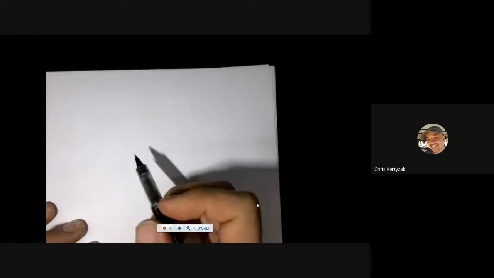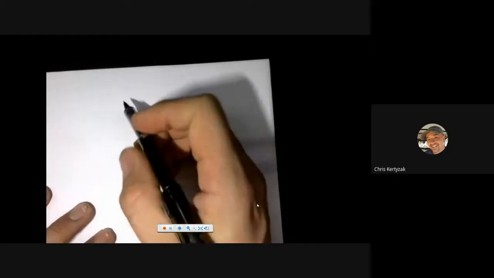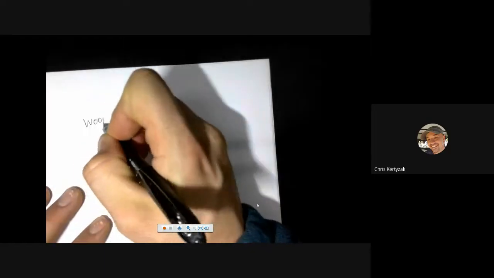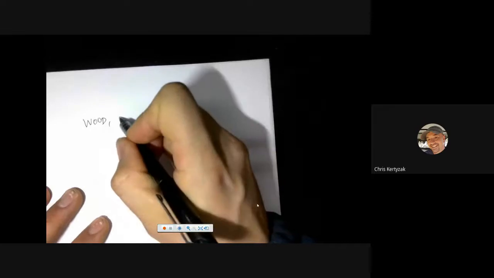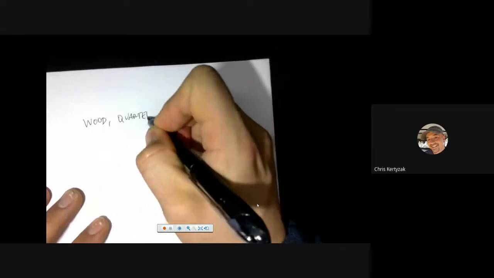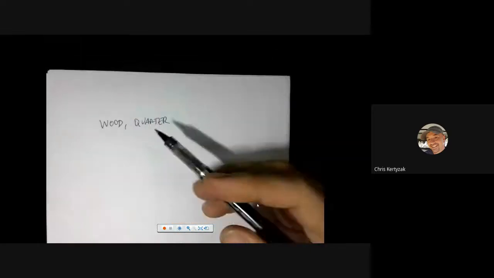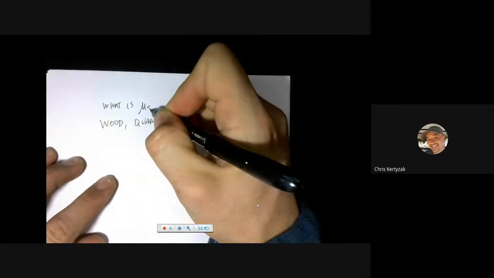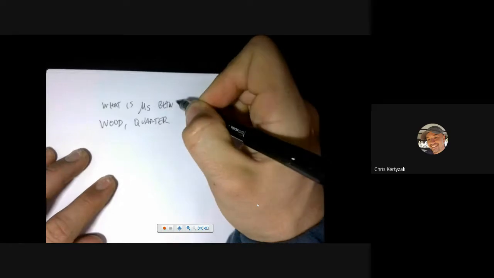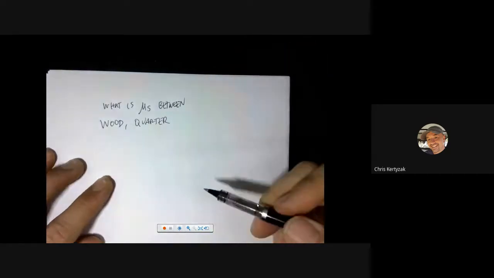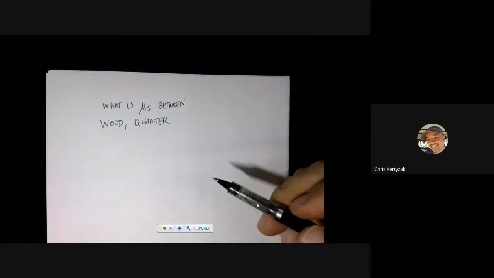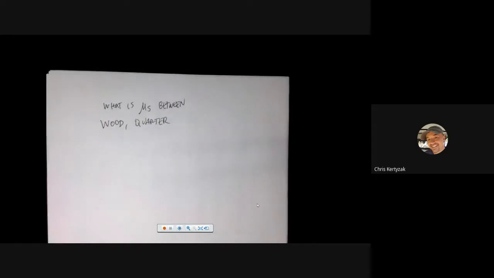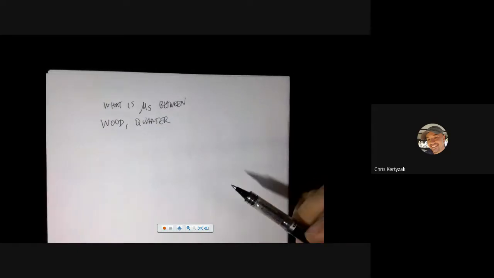I should say, the coefficient of static friction between two surfaces. Let's just say you have wood and, I don't know, a quarter. And you want to know what is the coefficient of static friction between wood and a quarter. What kind of experiment could you design that would help you experimentally answer that? And there's people that do this.